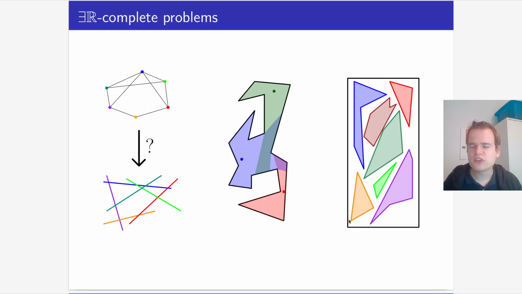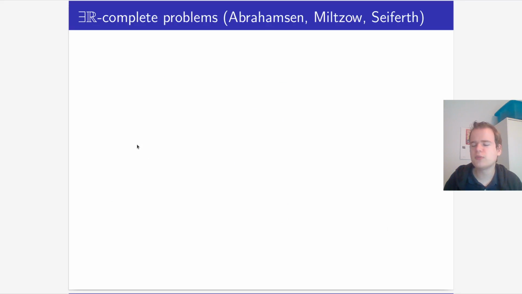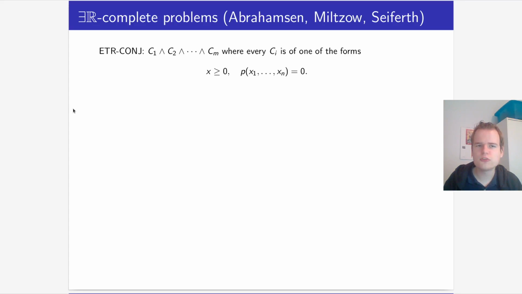But how do we prove that such a problem is ER complete? Proving that a problem is contained in ER is not that difficult, or at least it's not the most difficult part of the proof. But proving that a problem is ER hard is a lot more difficult. And usually some intermediate problems are used for this. So you want to give a reduction from ETR to your problem, but we have some intermediate ER complete problems.